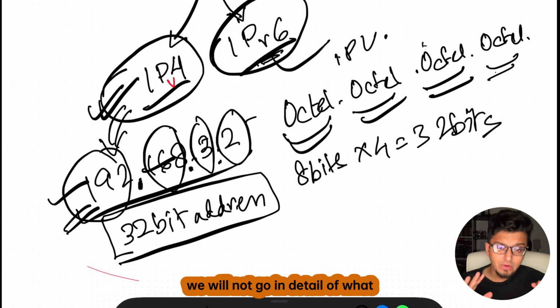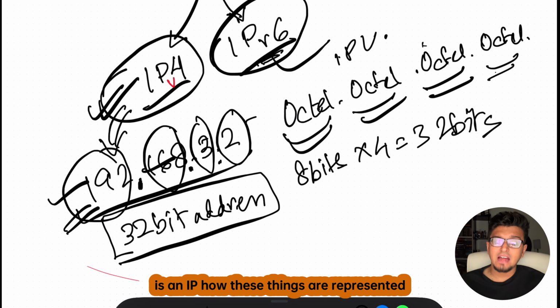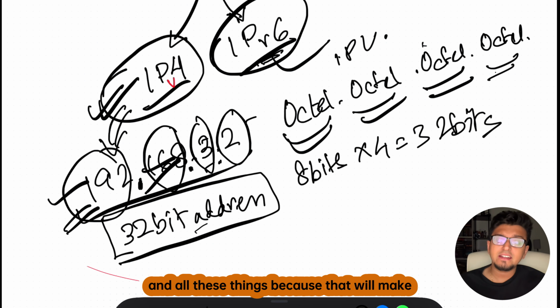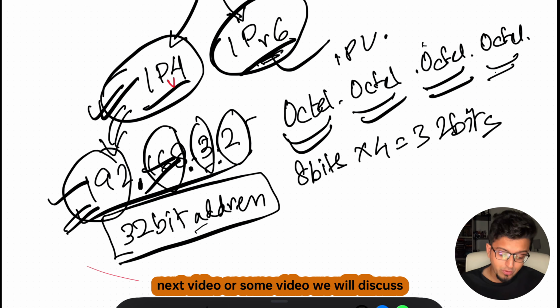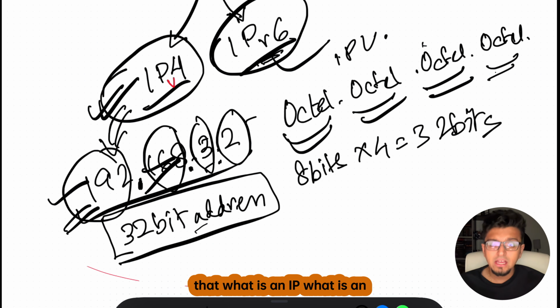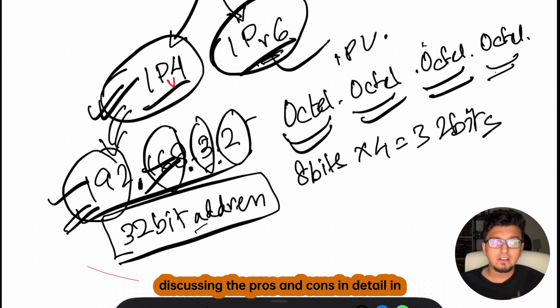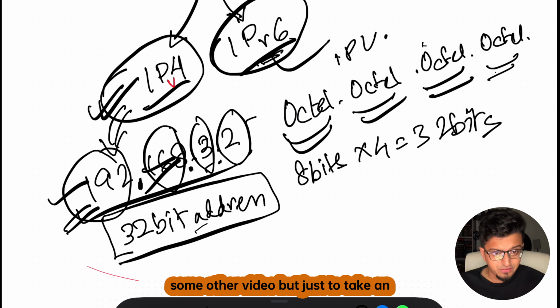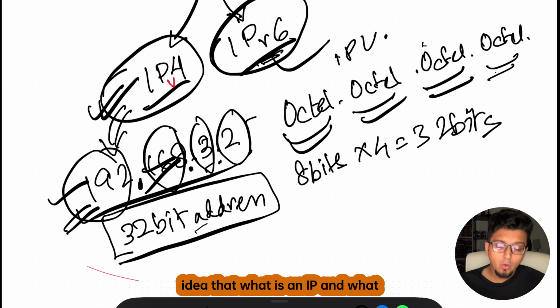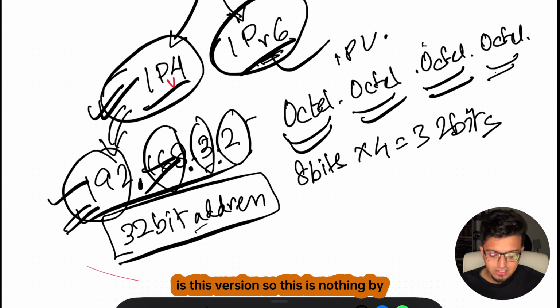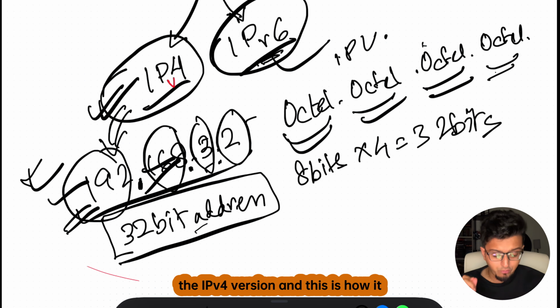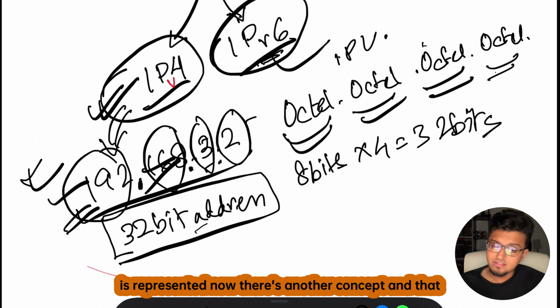But in this video, we will not go into detail of what an IP is and how these things are represented, because that will make our video much lengthier. So in our next video or some other video, we will discuss what an IP is, what IPv6 is, and the pros and cons in detail. But just to get an idea of what an IP is and what this version is, this is the IPv4 version, and this is how it is represented.